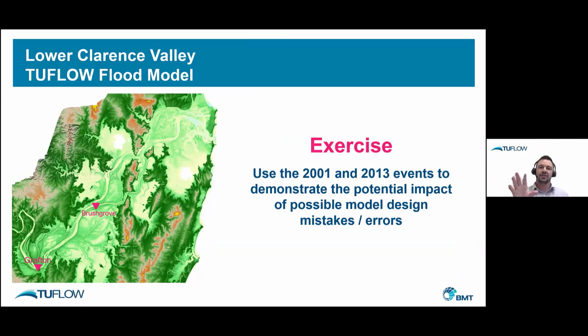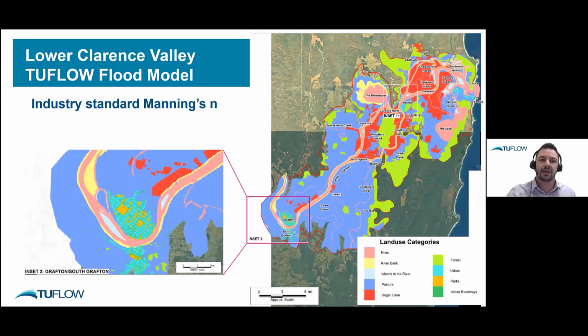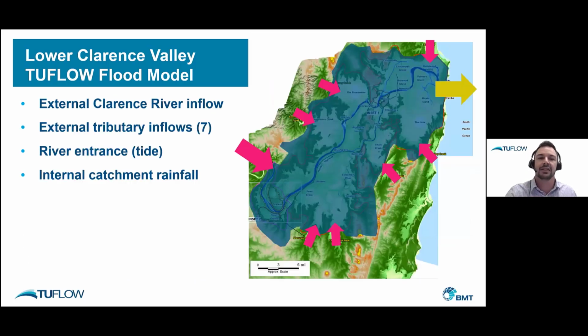Let's use this model to test the influence of different design assumptions on results. Just because of the size of the data set, I'm not going to show 25 different gauges and 600 flood marks. I'll just focus on that area in the pink. This here is our land use data set, all industry standard values we used. Here are the inflows and outflows. You've got the Clarence River, 7 different tributaries, tidal boundary at the bottom, internal catchment rainfall.